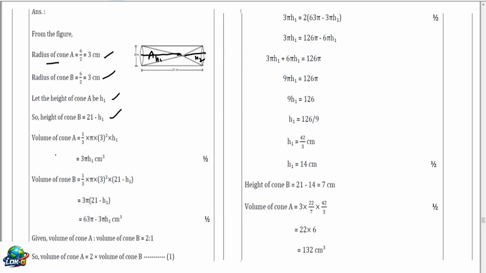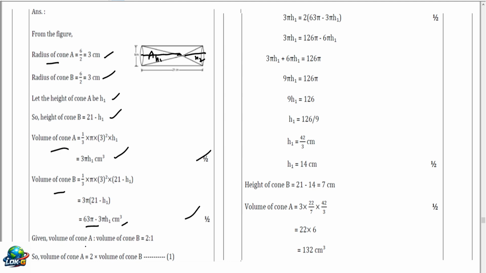Interesting. Volume of the cone A will be 1/3 pi r square h1. r square is 3 square, so you get 3 pi h1 cubic centimeter. You will get half marks for this. Volume of cone B is equal to 1/3 pi r square into (21 minus h1). You get 3 pi into (21 minus h1). You get 21 3s are 63 pi minus 3 pi h1 centimeter cube. You will get half marks.